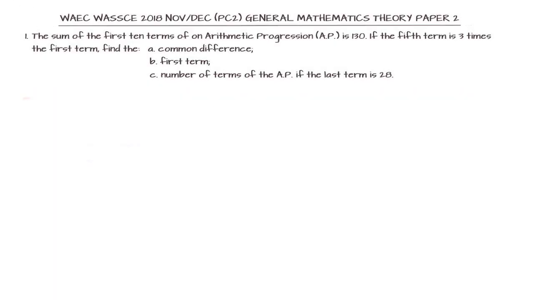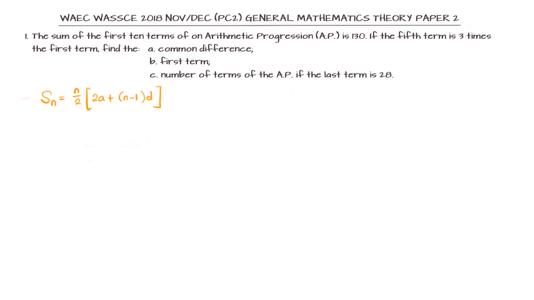In this question number 1, we are given that the sum of the first 10 terms of an AP is 130. The fifth term is 3 multiplied by the first term. So we have to find the common difference, the first term, and the number of terms of the AP if the last term is 28.